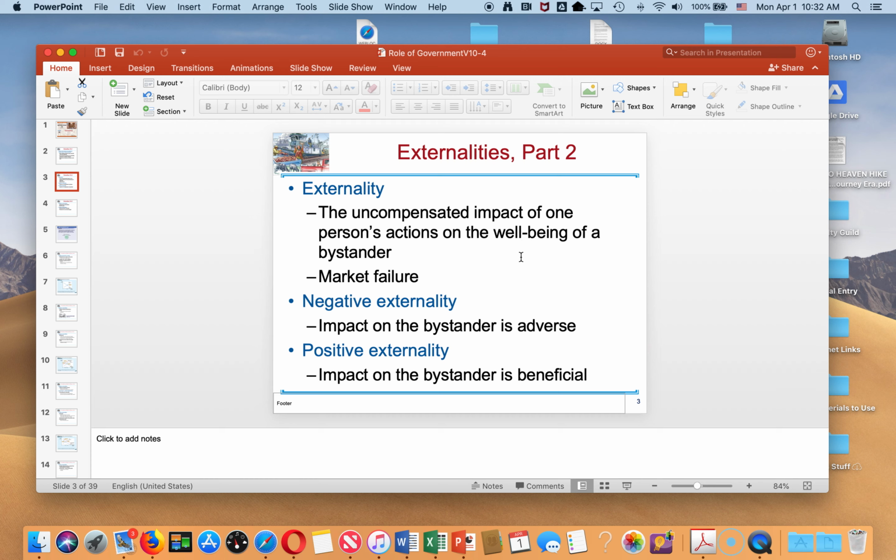Now, a definition. An externality is the uncompensated impact of a person's action upon the well being of a bystander. So it's a market failure because it doesn't take into consideration the bystander, or the third party. There can be 2 types of externalities. Number 1, the impact on the bystander is adverse or negative. And number 2, the impact on the bystander is beneficial.